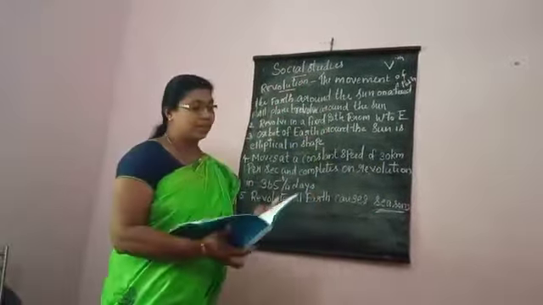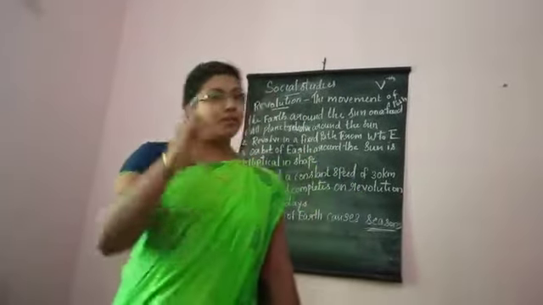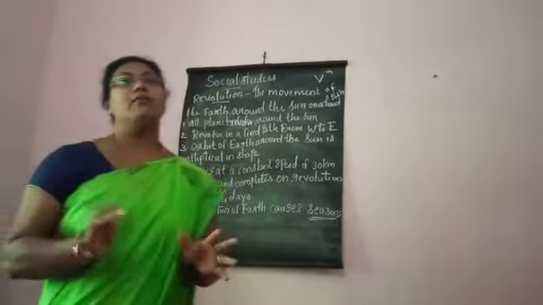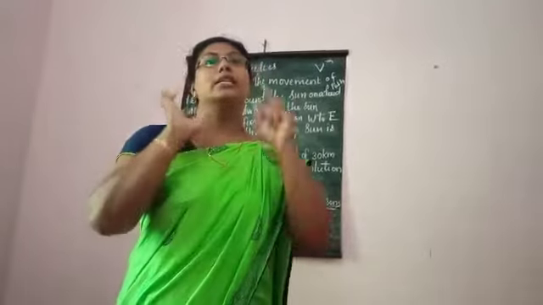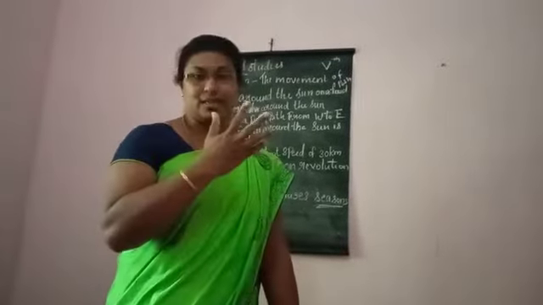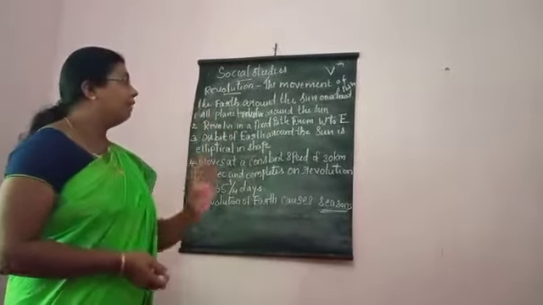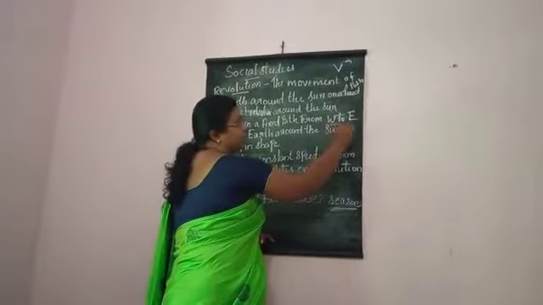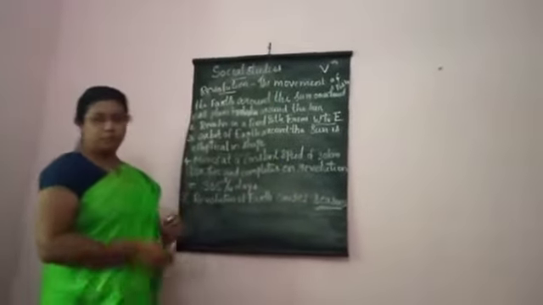Then next we are moving with the revolution of the earth. In that, we have to deal with different points. So listen carefully. The first one: all planets revolve around the sun. How many planets are there? Yes, 8 planets are there. Revolve means move, otherwise rotate, around the sun. The second point is that it revolves in a fixed path, otherwise fixed orbit, from west to east.